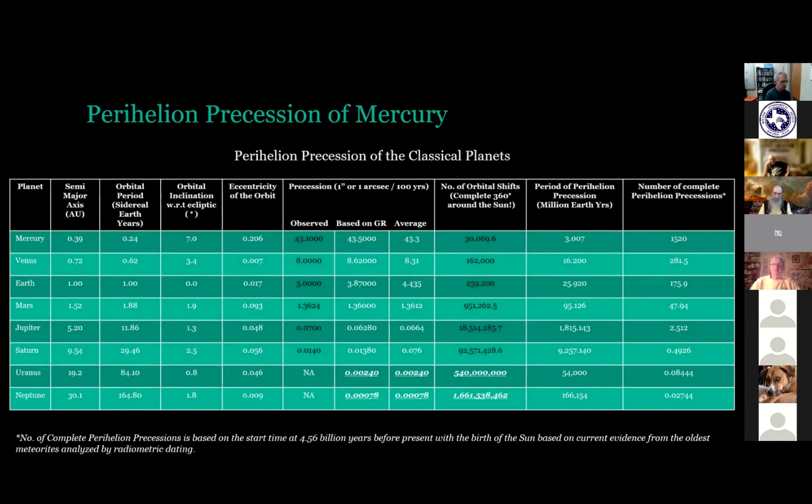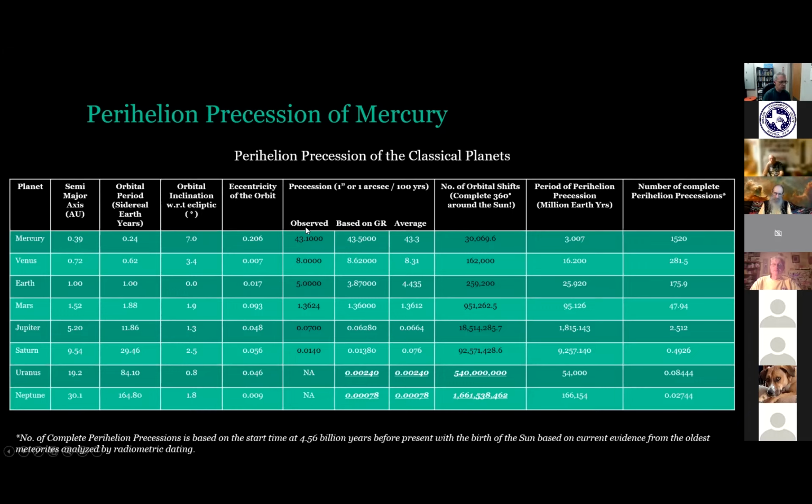Now we can actually predict this, so we can see how many times the orbits for each planet have wobbled around the sun. So here's going from Mercury to Neptune. This is the semi-major axis in AU. Here's the orbital period. So we go from 0.24 years to 164.8 years for Neptune. Here's the orbital inclination. Of course, the Earth is at 0 degrees. So we look at the tilts with respect to the Earth's orbit. Here's the eccentricity, the shape of the orbit.